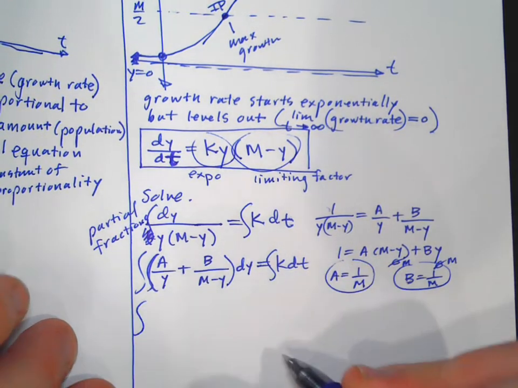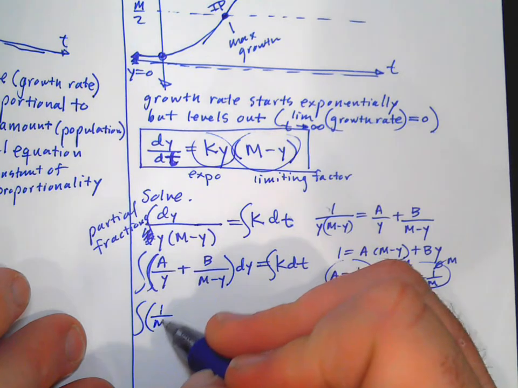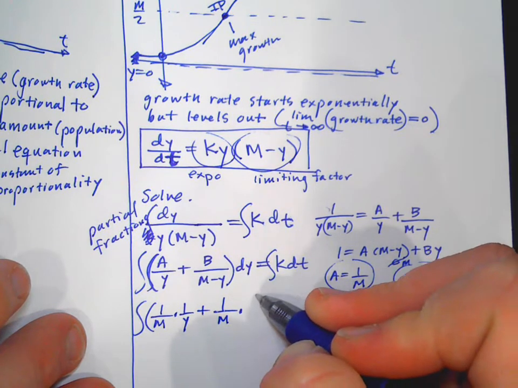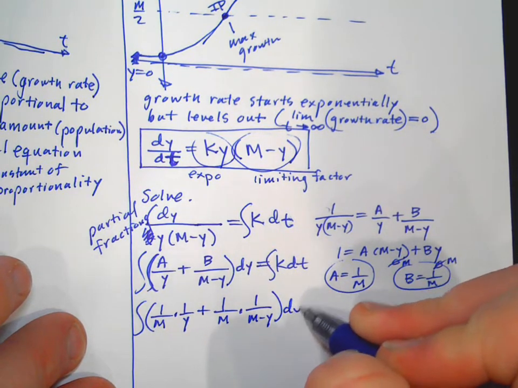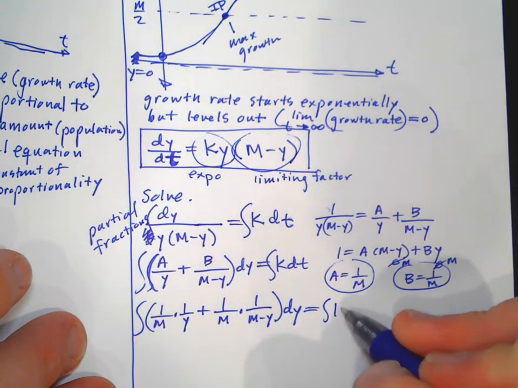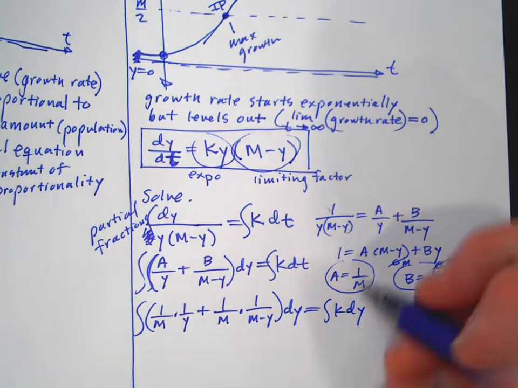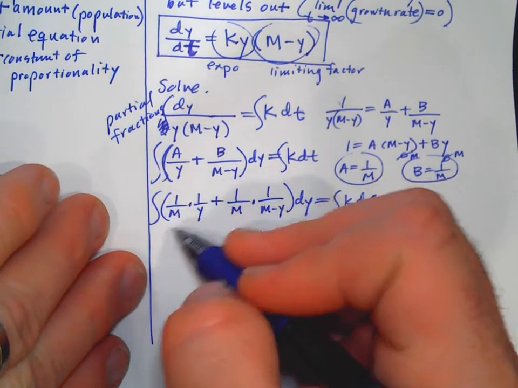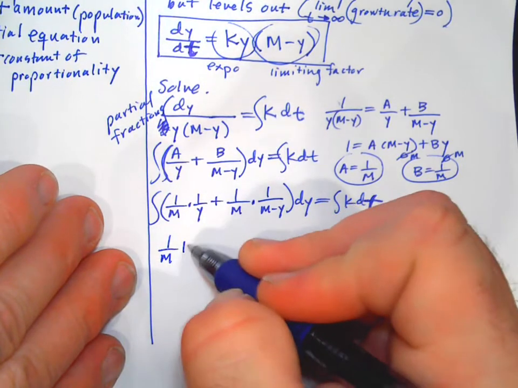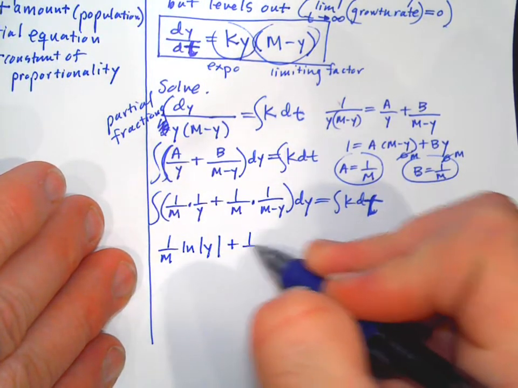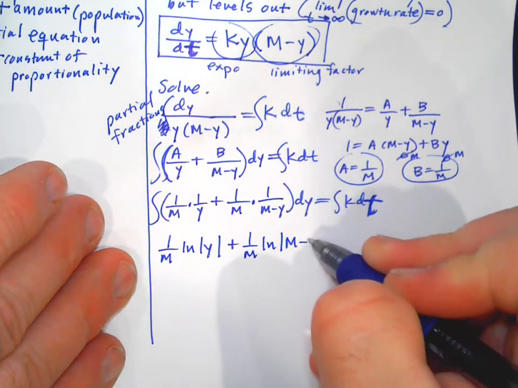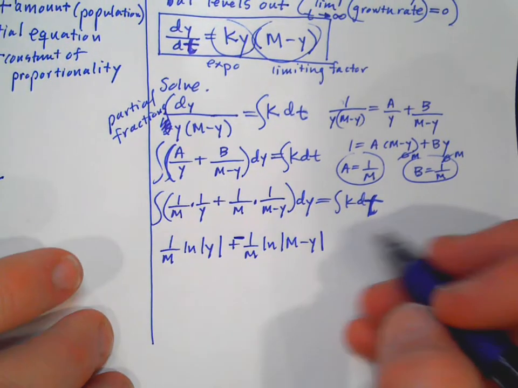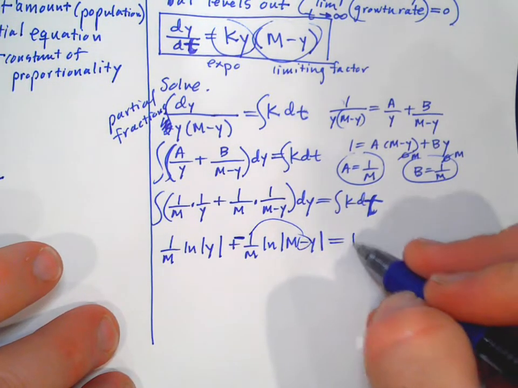So I'm going to rewrite these over here. I'm going to say, okay, well, this is 1 over m, 1 over y, plus 1 over m, 1 over m minus y, dy. And I'm just leaving the right side the way it is for now until we get more progress on the left side. Okay. I think we're ready to integrate. 1 over m is just a constant. It's going to be 1 over m, natural log of the absolute value of y, plus 1 over m, natural log of the absolute value of m minus y. But be careful here. There's an extra negative here. And the chain rule is going to pop out, and to fix that, I need an extra negative in front. Okay, be careful. Equals kt plus c.